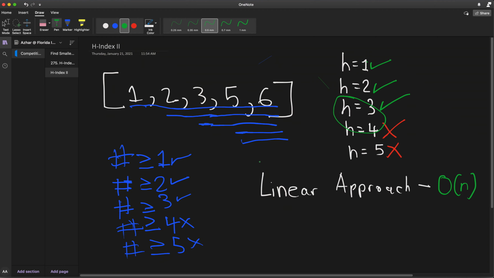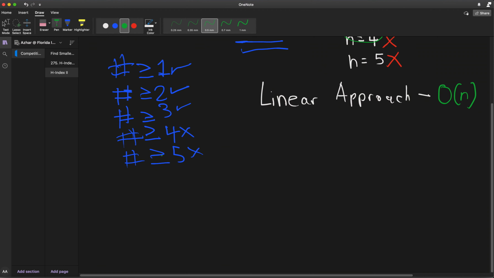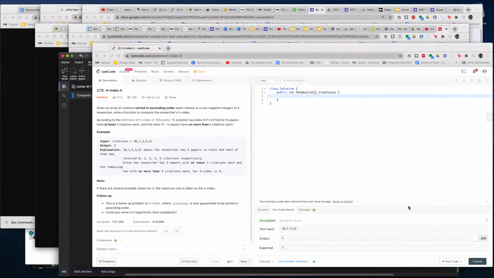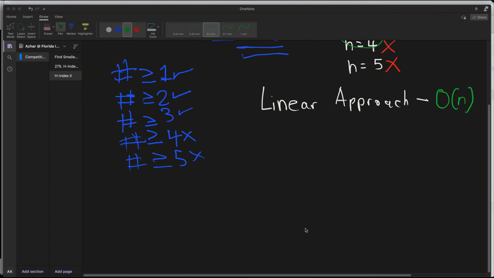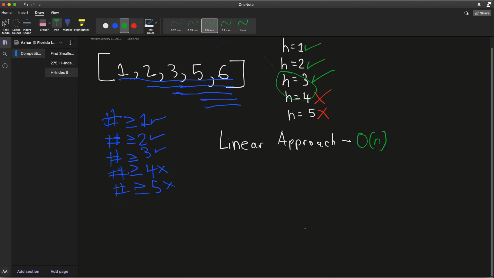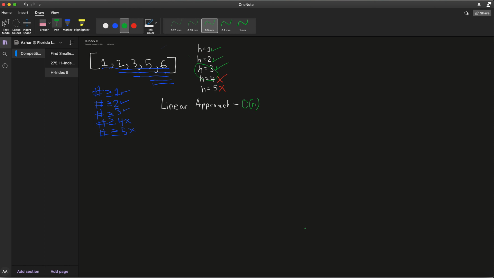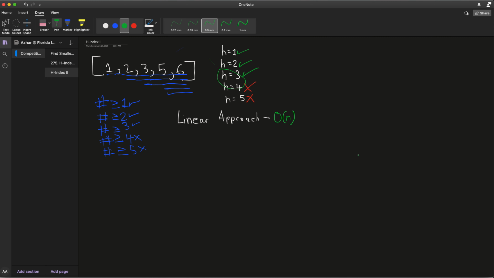But we look at the problem description, and it asks us if we can do this in logarithmic time complexity. Is there a possible way to do this in logarithmic time complexity? Well, truth be told, there is. How is that possible, right? So let's take a look here. So we have our original array.